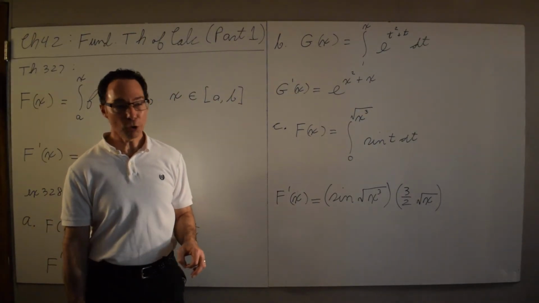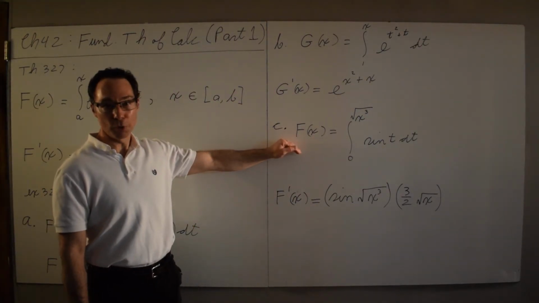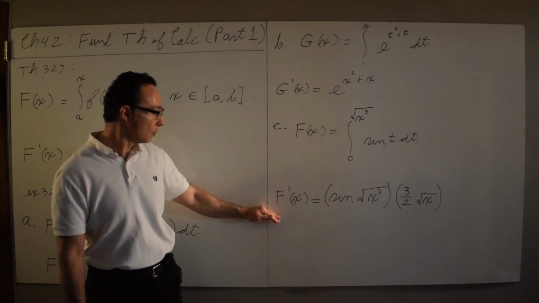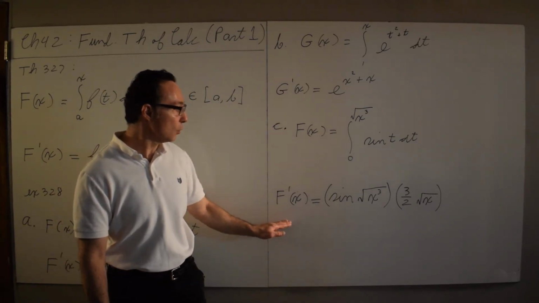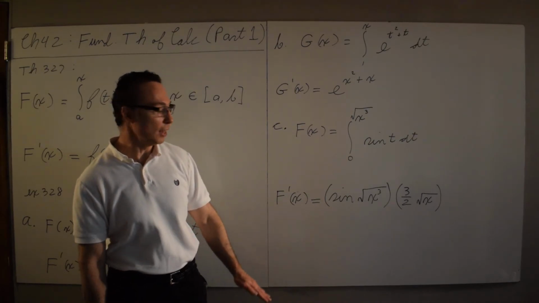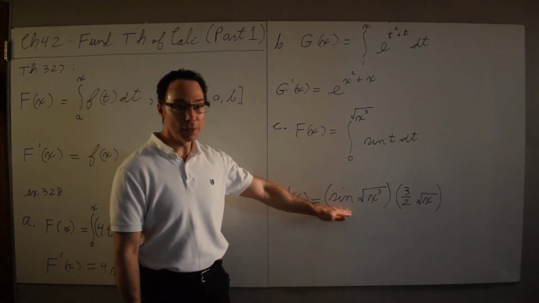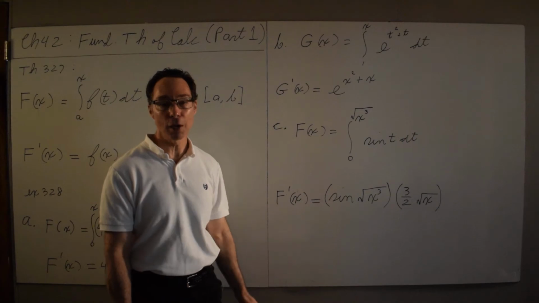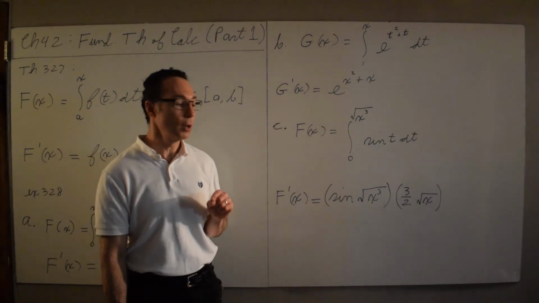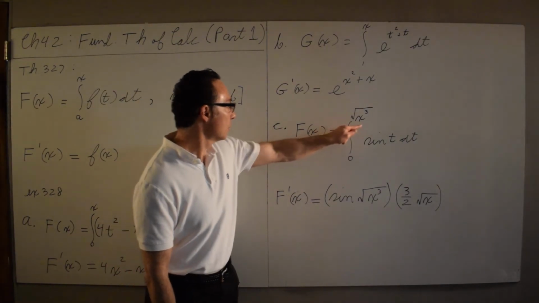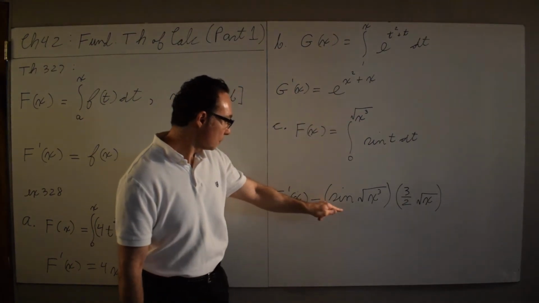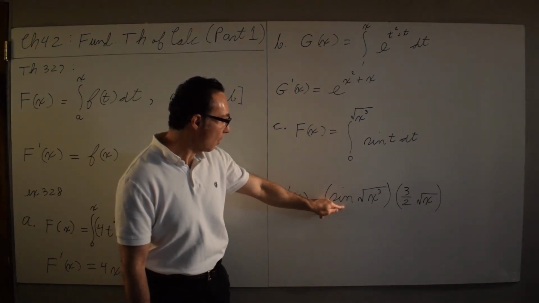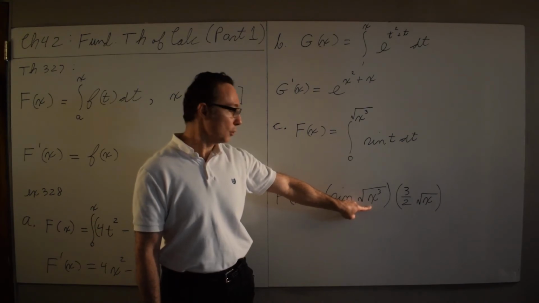When you're differentiating a composition of 2 functions, you use the chain rule. So we take the derivative of the outside function and leave the inside function alone. Another way to say that is we take the derivative of the outside function with respect to the inside function. This is our inside function, so we have sine of the inside function.